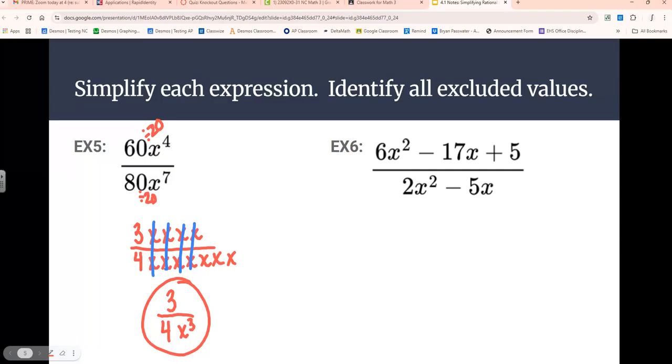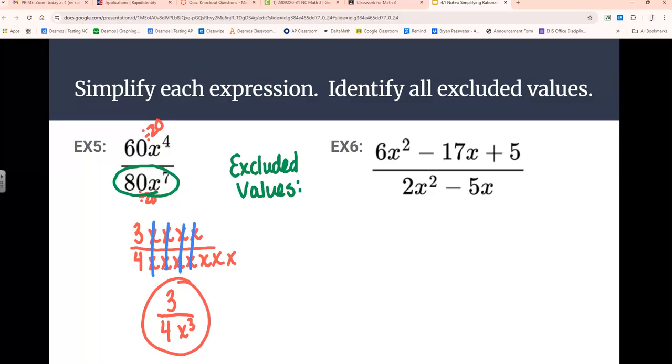Now, I did forget to do my excluded values. On a problem like this, the 60 and the 80 are not going to make anything equal to 0, right? Those are whole numbers that do not equal 0. What number could I plug in the bottom of this that would give me 0?